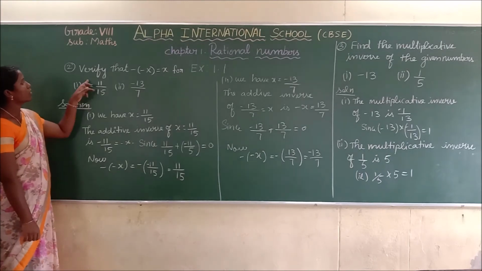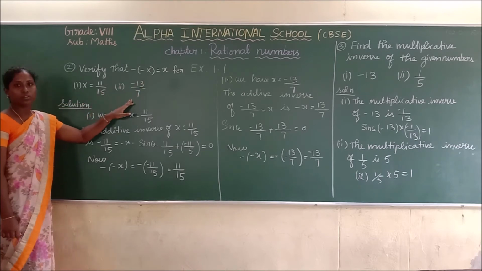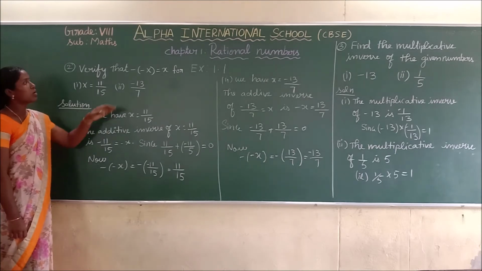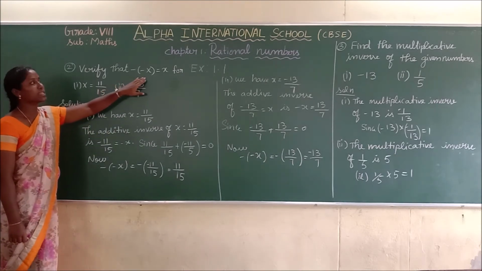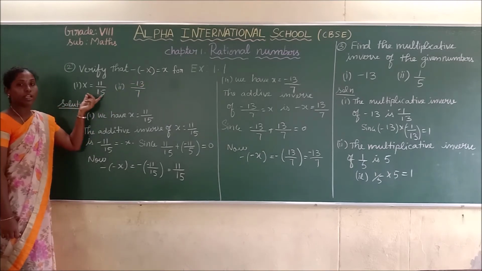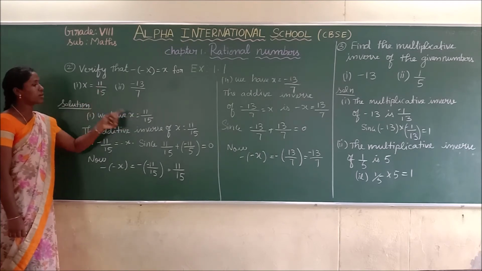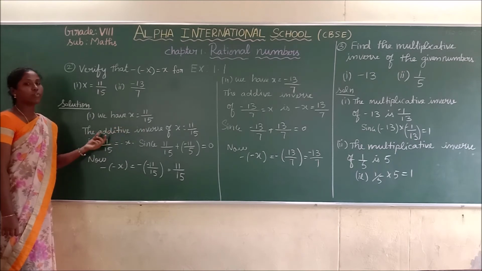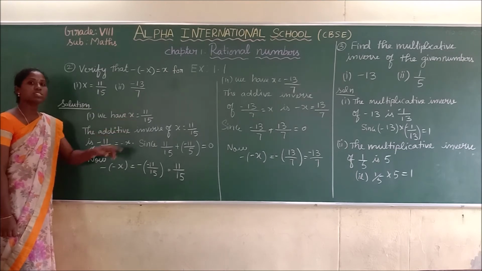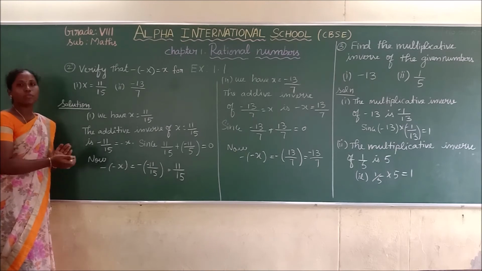In the next problem, verify that minus of minus x is equal to x for the two given numbers. We are going to verify this based on the additive inverse. The question is, we have to verify minus of minus x is equal to x. We are going to consider the given value as x and we have to check minus of minus x. Now listen, we are considering x equal to 11 by 15. First we are going to find the additive inverse of this given number. If I take x, what is the additive inverse of x? The additive inverse is always the negative of the given number itself.